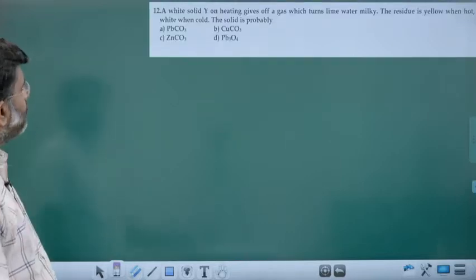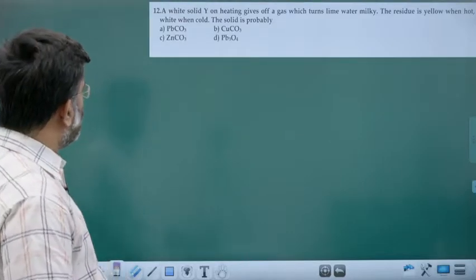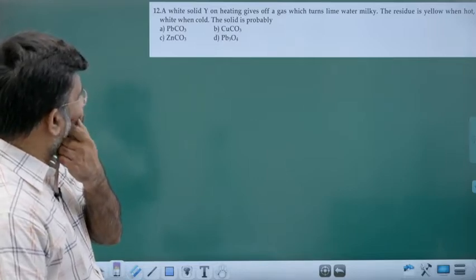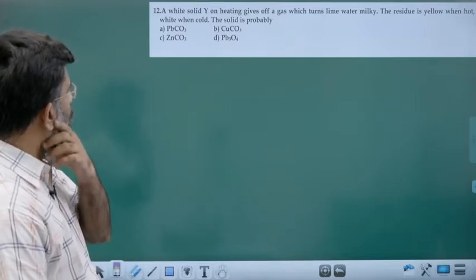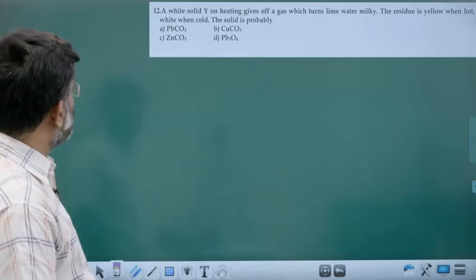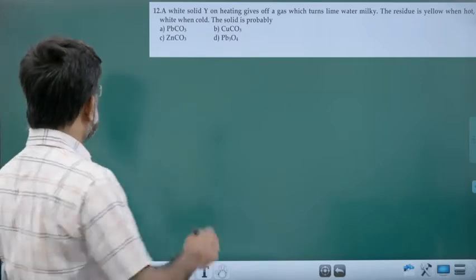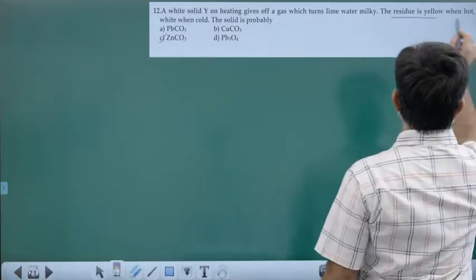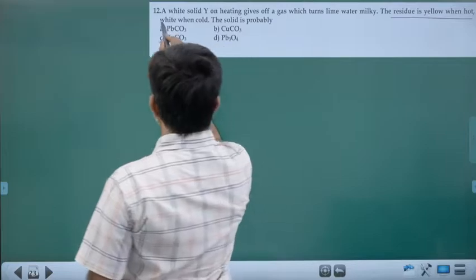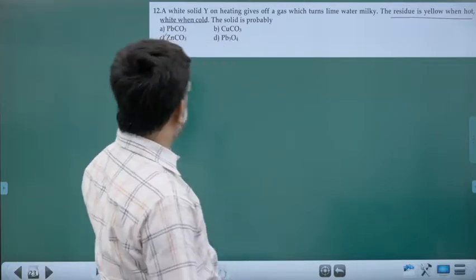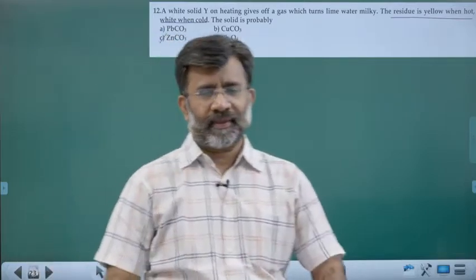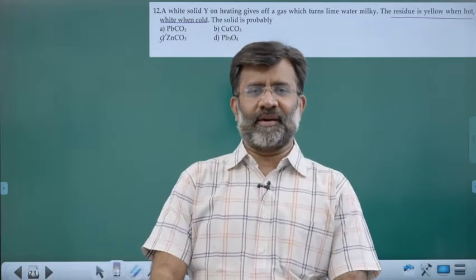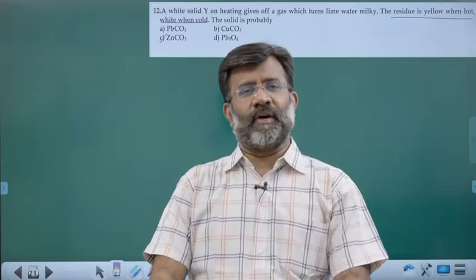Option B. A white solid Y on heating gives off a gas which turns lime water milky. The residue is yellow when hot, white when cold. The solid is zinc carbonate. See, this easily will give you the answer. The residue is white, yellow when hot, white when cold. With the change in temperature, zinc oxide will undergo a change in color from white to yellow.